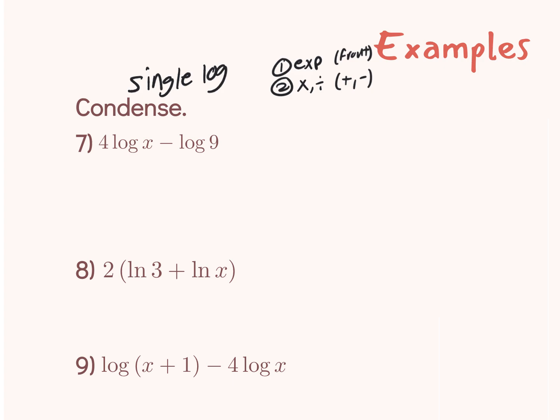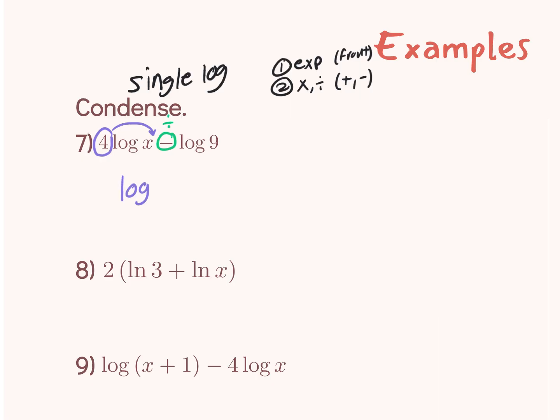All right, so let's look at number 7, right? This just looks like a plain old expression. So what we're going to do is first look for any coefficients. All right, do we have any? All right, yes, we do. I have a 4, which means that that's going to move to the front. All right. The other thing that I see is a minus, which I know that that's going to become a division. All right. But again, one thing at a time, I'm just going to move that 4 to the exponent.